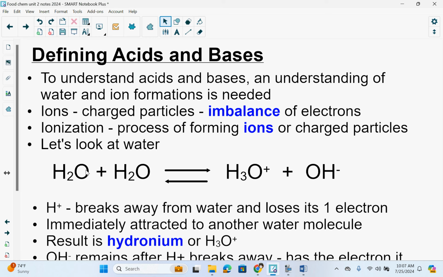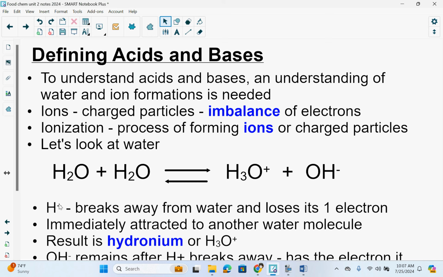Here you have H2O and H2O, and it creates this H3O plus and this OH minus. So what happens is an H plus from either one of these water molecules breaks away from water and loses its one electron. That's why it's a plus here. It's immediately attracted to another water molecule. So let's look at this first one, right? So maybe one of the H's breaks off here. It's going to attach to this guy, and the result is hydronium or H3O plus.